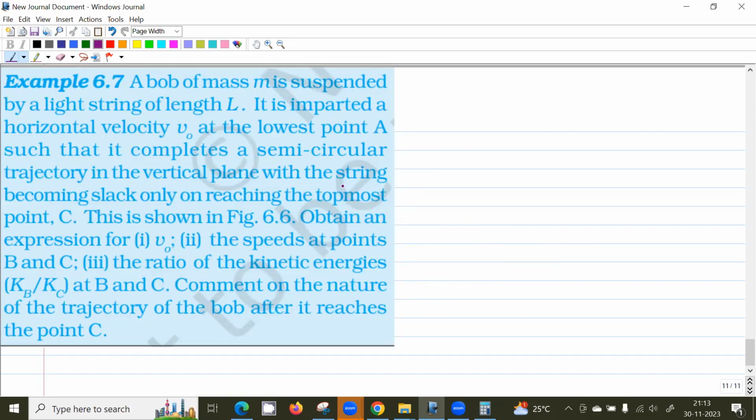A bob of mass is suspended by elation of length. imparted a horizontal velocity at the converse point E, such that it completes the semicircular trajectory in the vertical field descent.